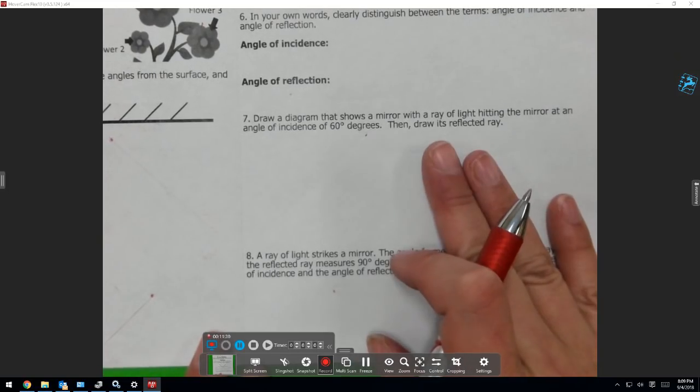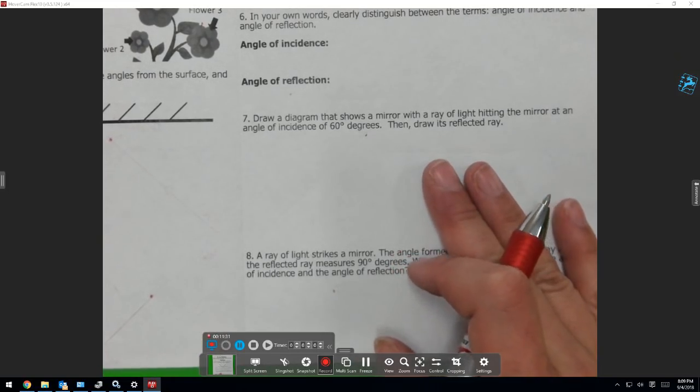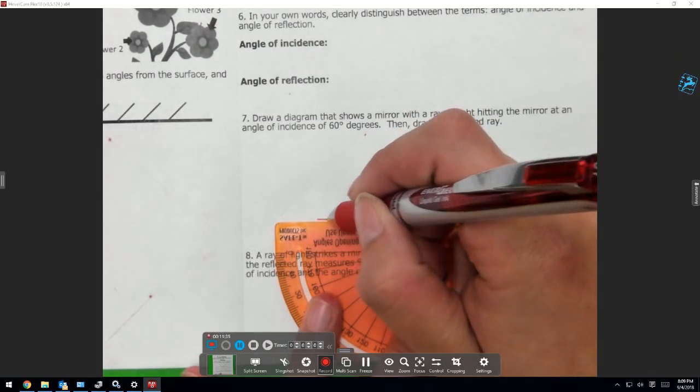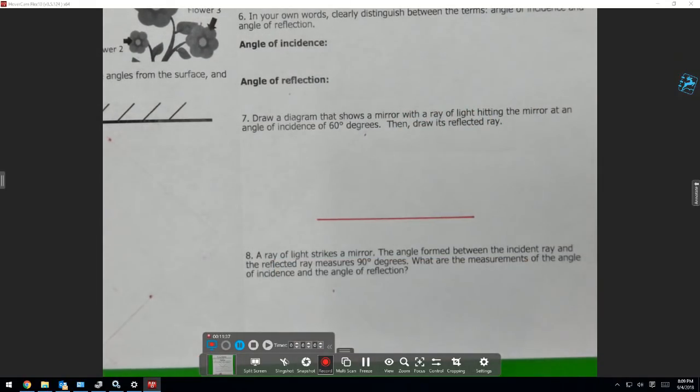For number 7, you're going to have to draw a diagram that shows your mirror. So remember, to draw a mirror, it's just a straight line. And then draw an angle of incidence of 60 degrees and then reflect it. So you're drawing the whole thing this time.